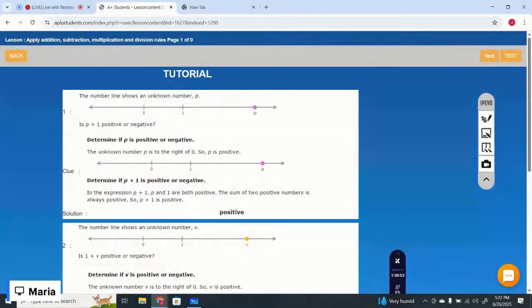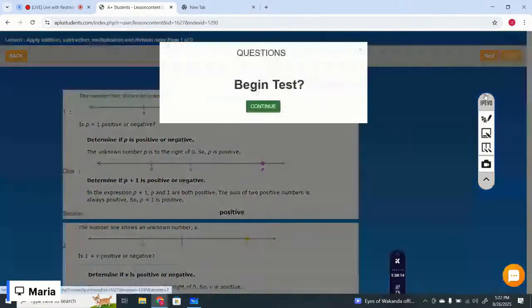P is on the right hand side of the 0. So P is positive, right? So P and 1 both are positive. So the sum of the two positive numbers is always positive. The answer is positive. Let's just start with the test questions.